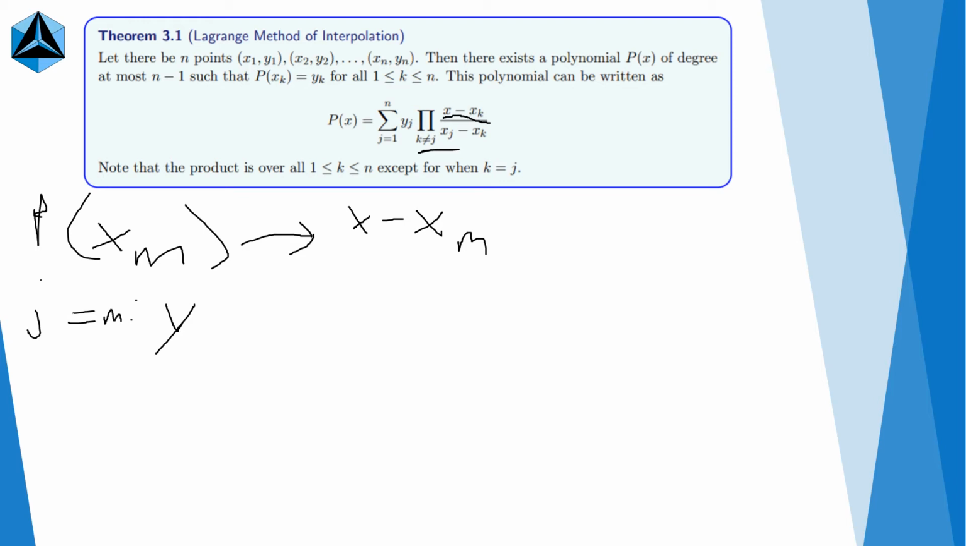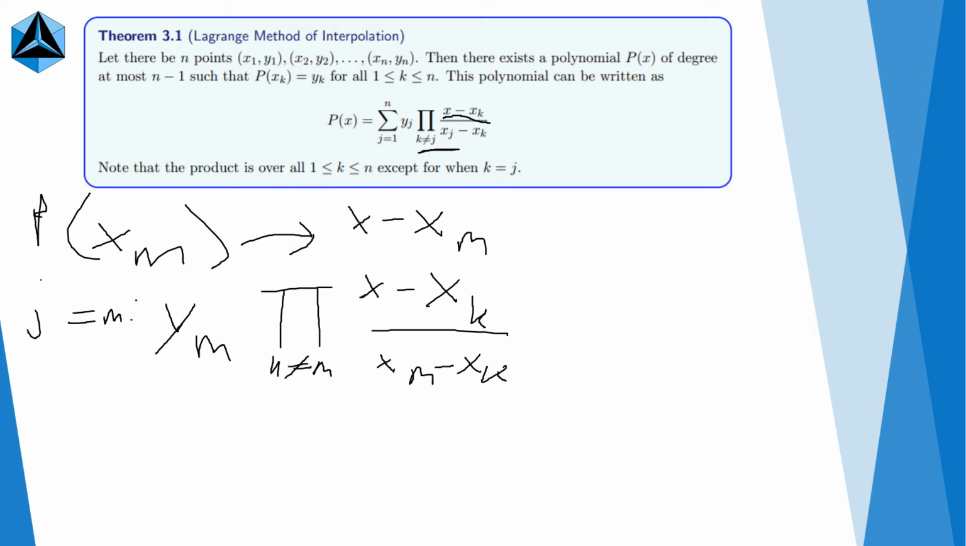When j is equal to m, k will never equal m, and so there will never be x minus xm. So when j is equal to m, let's substitute this in. Inside of the sum, we get y sub m times the product, when k is not equal to m, of x minus xk divided by xm minus xk. So when we substitute xm, the numerator becomes xm minus xk, and down here is xm minus xk in the denominator, so this just cancels out and becomes 1. And so this is just the product of a bunch of 1s, so that's just 1, so we're really just left with ym.